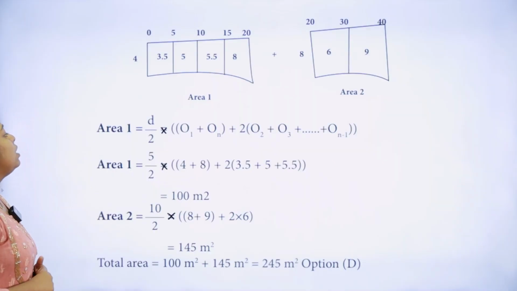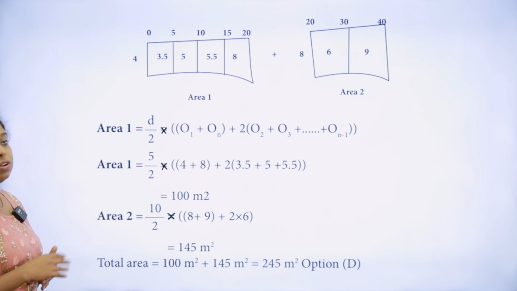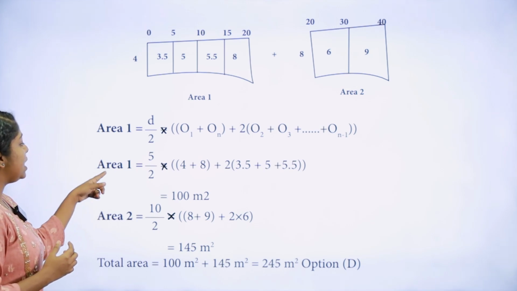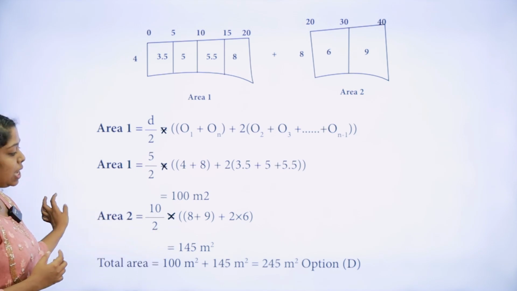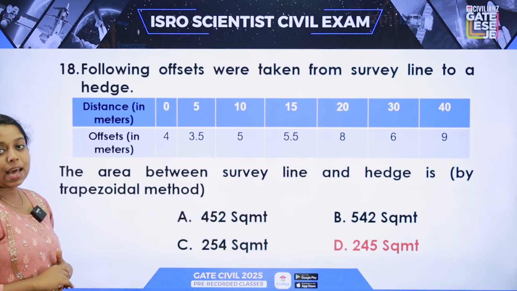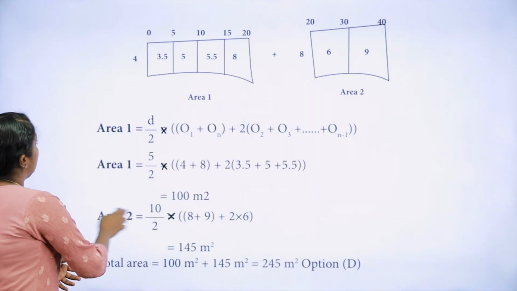So we know that using trapezoidal method, the area is equal to d by 2 into first ordinate plus second ordinate plus 2 into intermediate ordinates. Using that, we will calculate the area 1 and area 2, and taking the sum, we will obtain the answer as 245 meters square. So option D is the correct answer, that is 245 meters square is the correct answer.